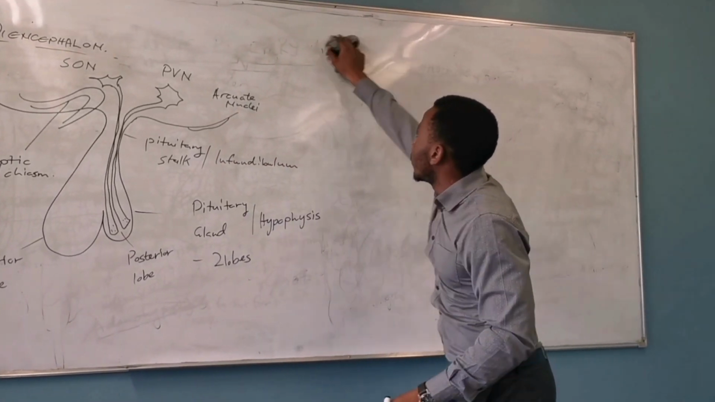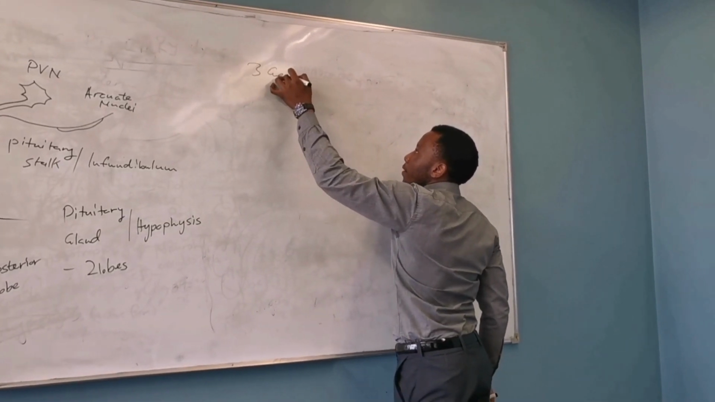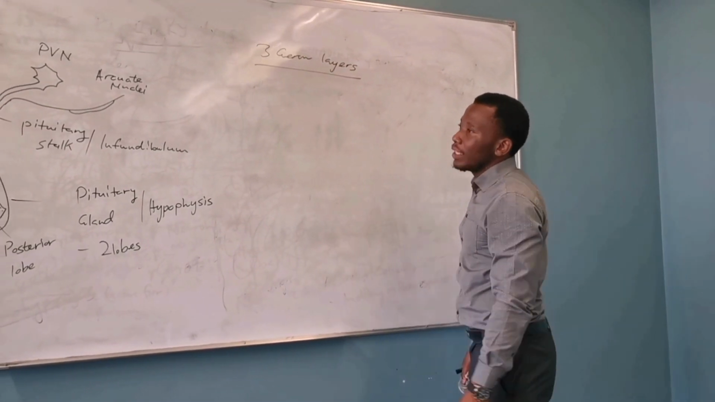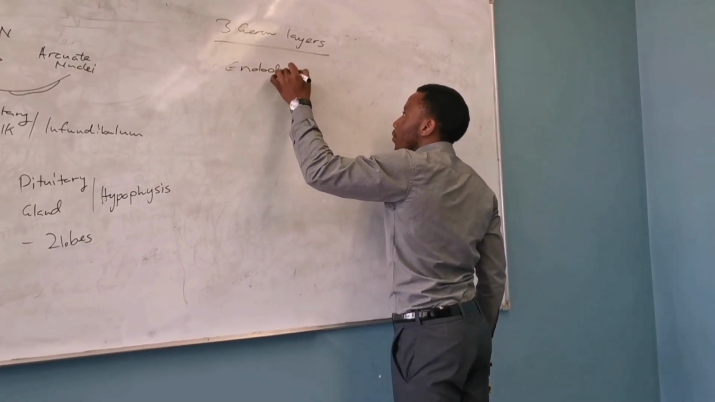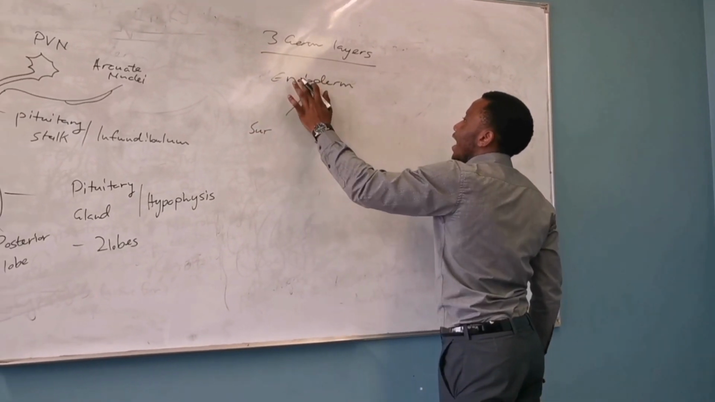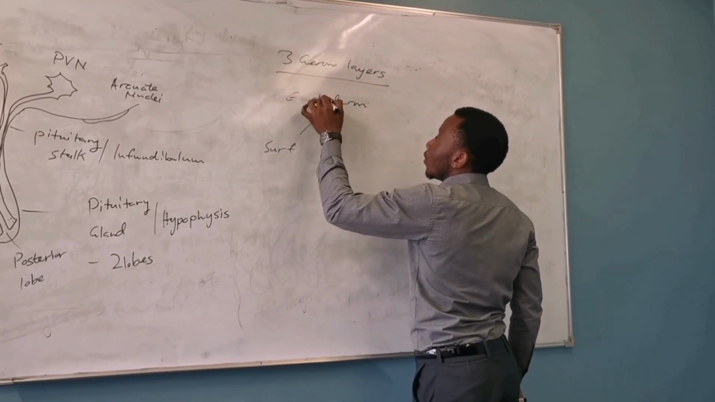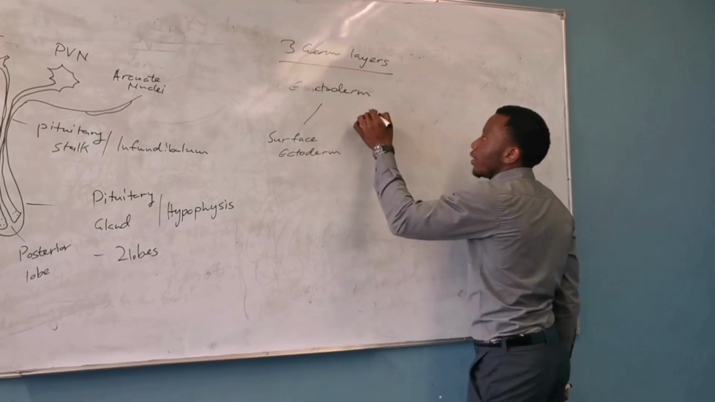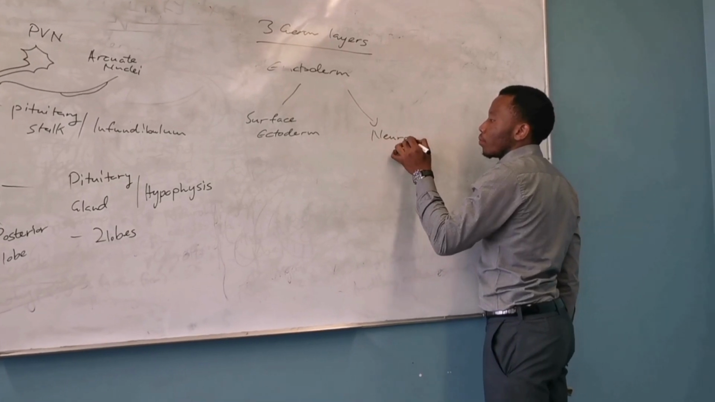Where do these two come from? So a bit of embryology of the pituitary gland. Remember your three germ layers in embryological development. We have ectoderm, mesoderm, and endoderm. Let's focus only on your ectoderm. The ectoderm is divided into two: you have surface ectoderm, and then we have your neuroectoderm.